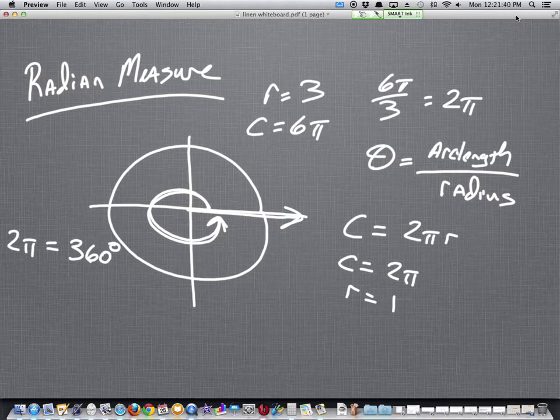So far we've got 2 pi equal to 360. What's something I can do to both sides here to kind of simplify it? Divide by 2, and that tells me pi is equal to 180 degrees.